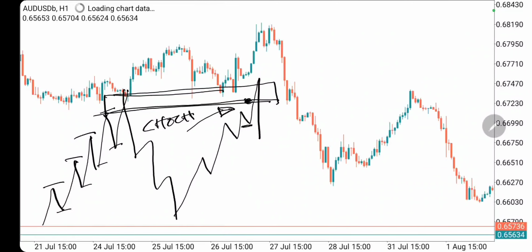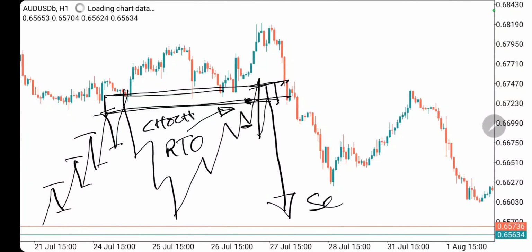So when there's a change of character, which is actually depicted by a break in market structure at a demand or supply zone, we know that the market has given us some signal to buy or to sell. We now wait for what is called the return to order block, for the market to come back to the zone in order to get into the trade and sell. So this is for a sell scenario.